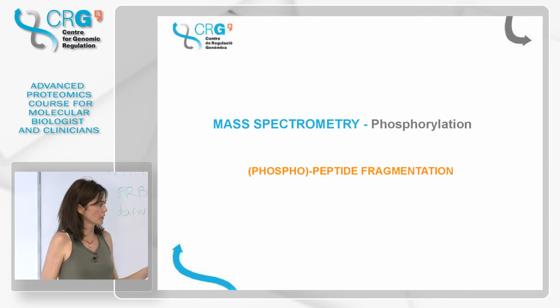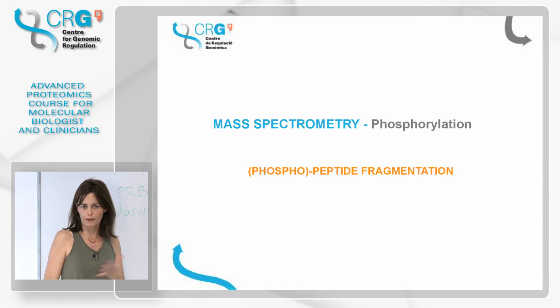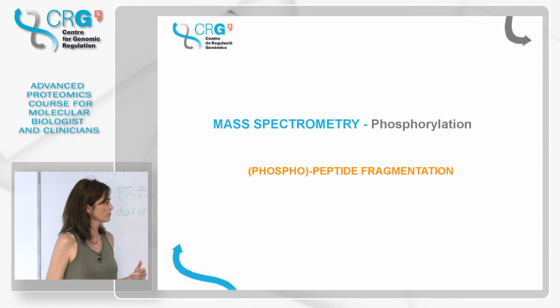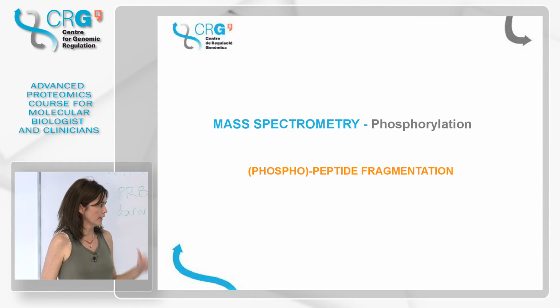So now we have been talking about how we deal with sample preparation when we have a phosphopeptide sample. Now we're going to see which mass spectrometry strategies we use, because we also need to think about that. I think yesterday you saw some strategies for peptide fragmentation, and some of these are going to be repeated here, but specifically for phosphopeptides.